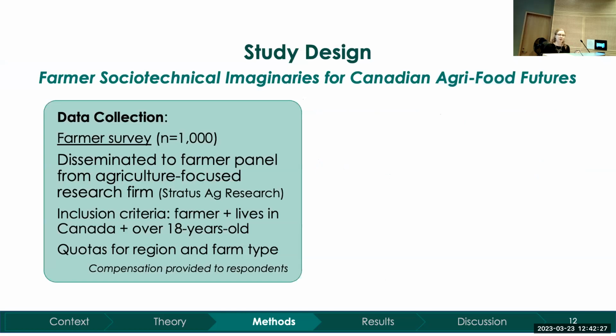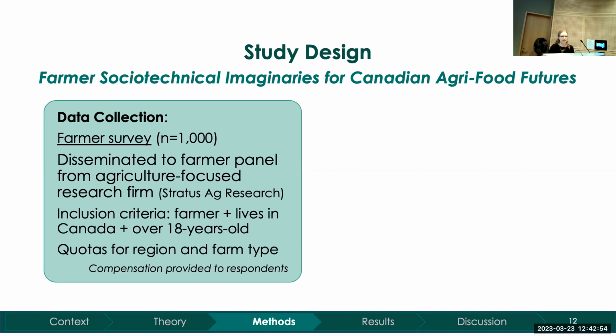So a little bit more about the study design. The inclusion criteria was that they would be farmers. This was with the census definition of owner-operators. So this is a narrow definition of farmer. There are people who are farmers who might not be managing a farm necessarily, so this does not include other laborers that are not managing the farm. They had to live in Canada. They did not have to be Canadian citizens, and they had to be over 18 years of age.